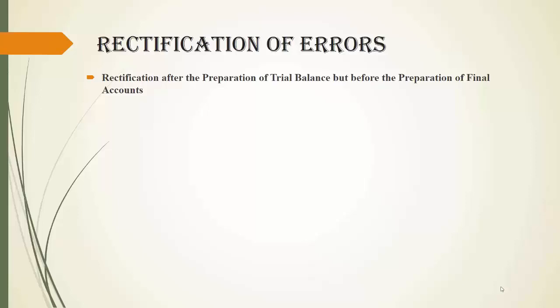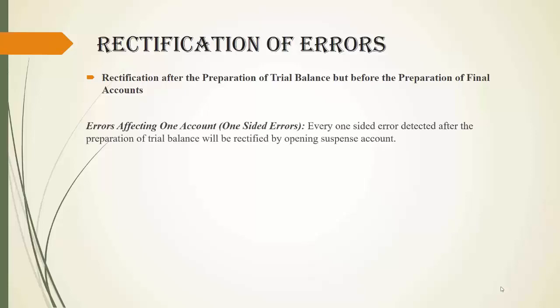In this case, there are two errors. First, errors affecting one account, and second, errors affecting two or more accounts. Starting with errors affecting one account, or one-sided errors. Every one-sided error detected after the preparation of trial balance will be rectified by opening a suspense account.